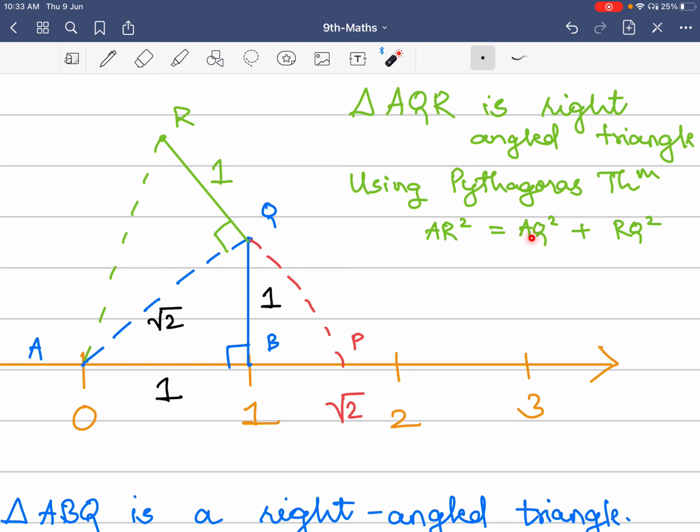Now we know what is AQ. AQ is root 2. So this is going to be root 2 square. So I'm going to write here root 2 square plus, we know RQ. RQ is the line which we have constructed. So we have constructed it to length 1. So that will be equal to 1 square. Root 2 square is nothing but 2 and 1 square is nothing but 1, which is equal to 3.